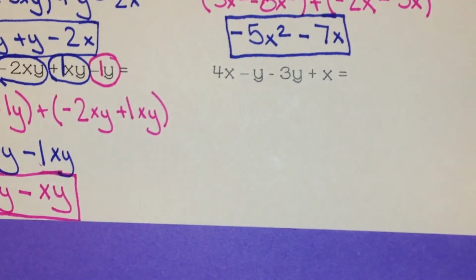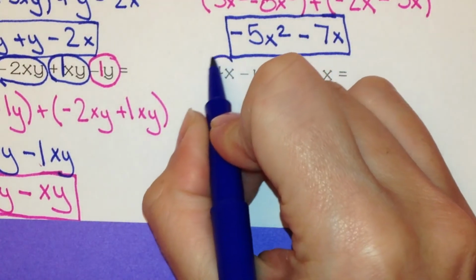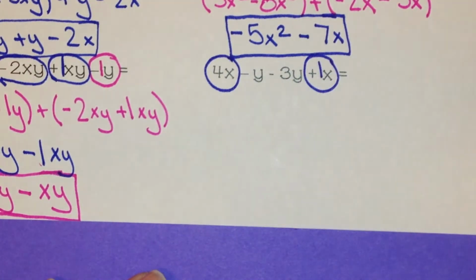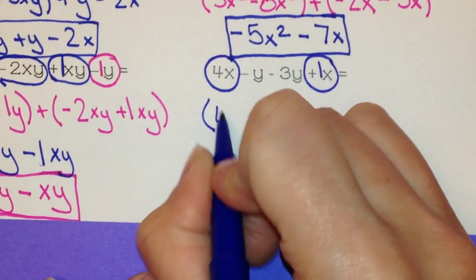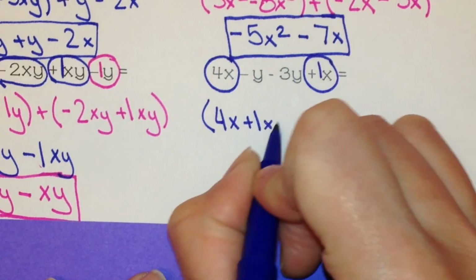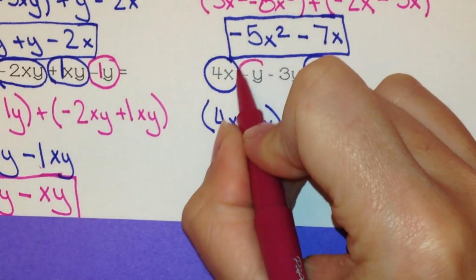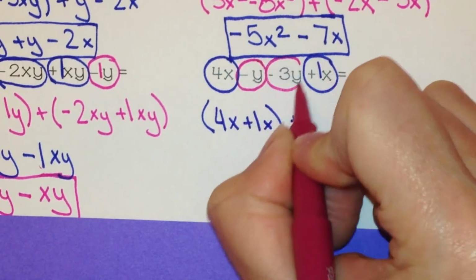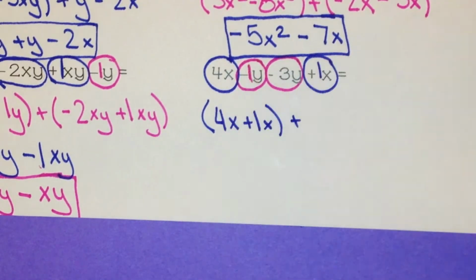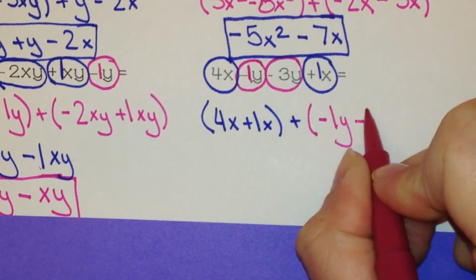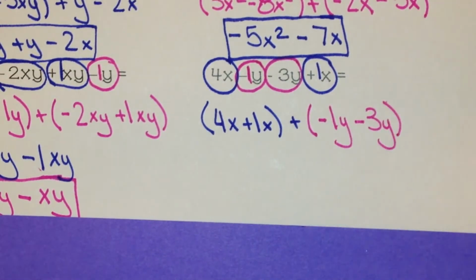All right, one more. Okay, so we have x's and y's. We have 4x plus x. I'm going to put a 1 there. So I have 4x plus 1x plus, we have a negative y minus 3y. Again, put a 1 in front of that y. So I have a negative 1y minus 3y.